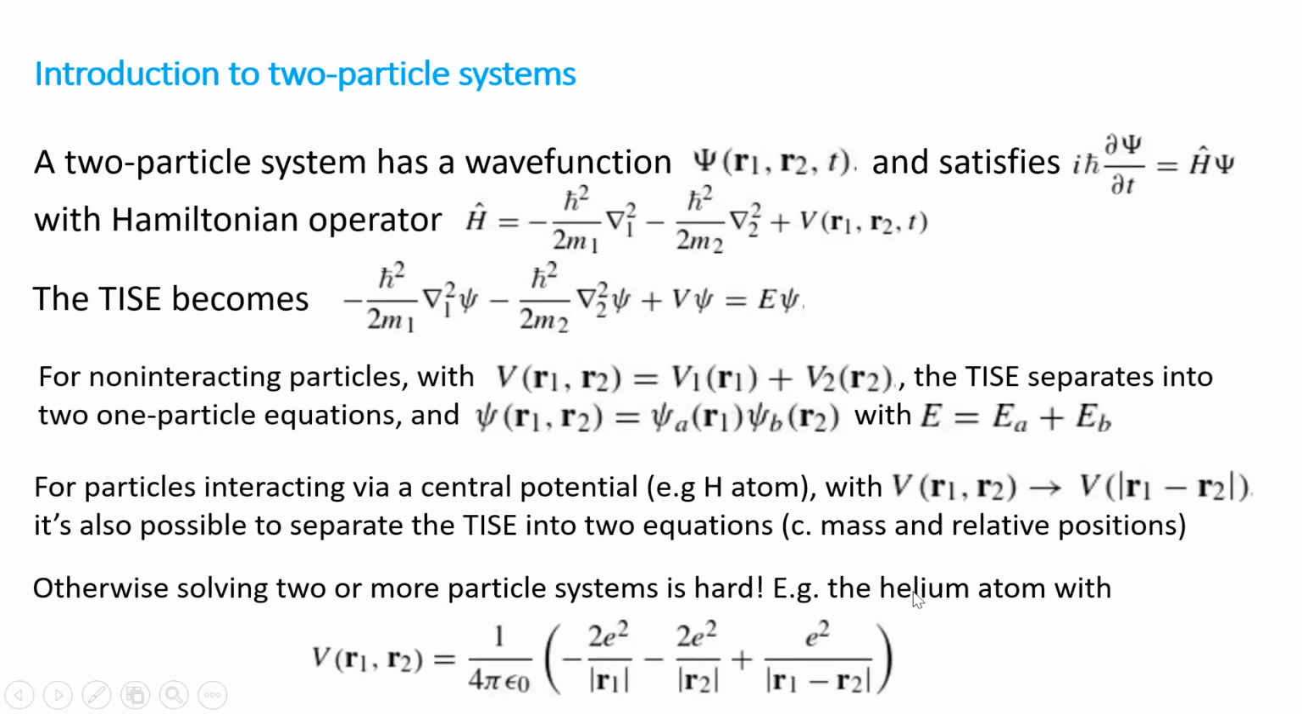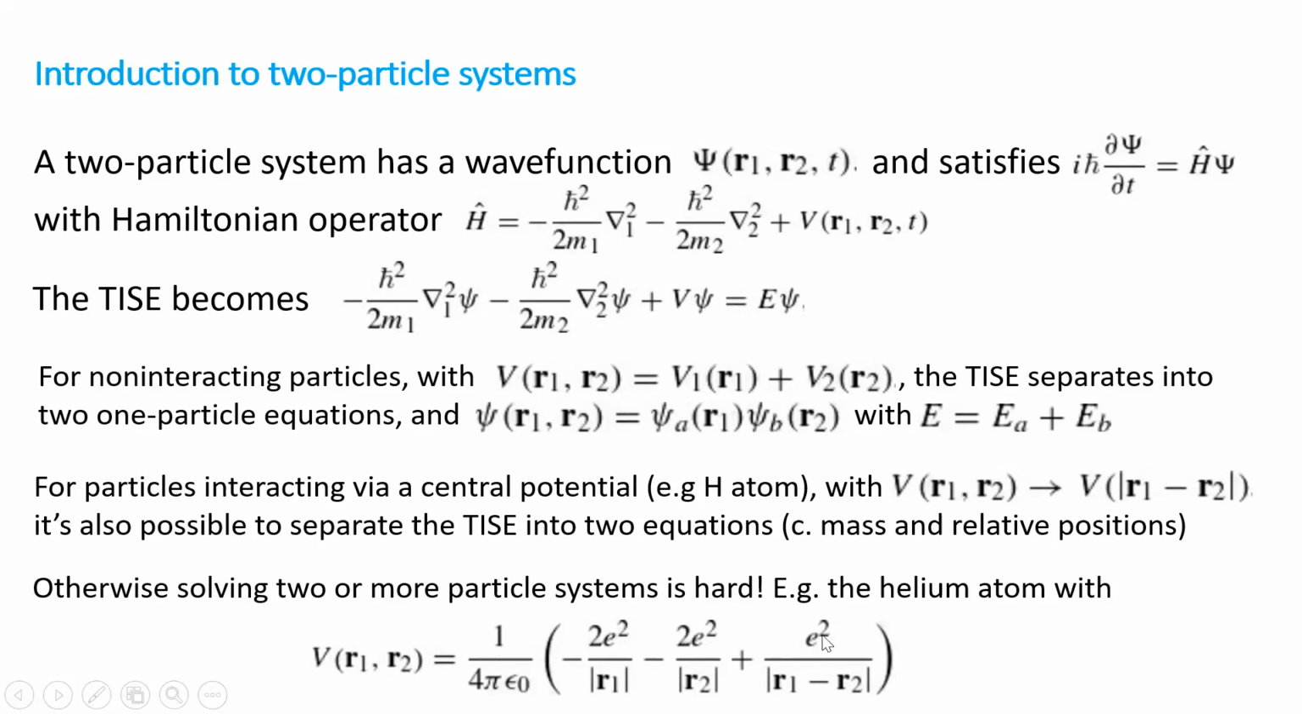So, for example, if we look at the helium atom, which has a nucleus and 2 electrons, the potential for R1 and R2 would be K, or 1 over 4 pi epsilon naught, times the attraction between the positive nucleus and the first electron, which would be given by this potential, then the attraction between the second electron, R2, and the nucleus, which would be this potential, and then the mutual repulsion between the 2 electrons themselves.